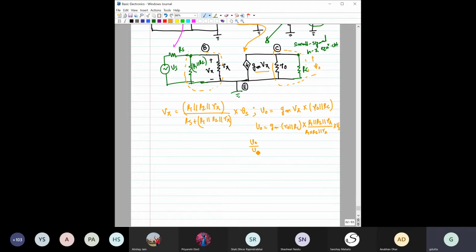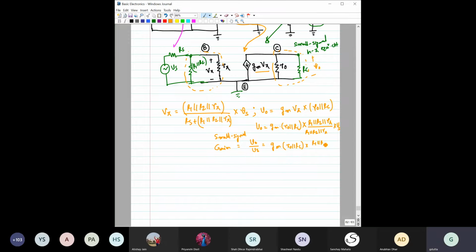So this V naught by Vs is nothing but the gain, the small signal gain. That would be equal to, I think I am missing some minus sign, right? I have to correct it.